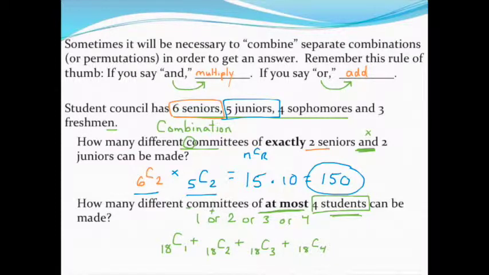Using a calculator to get these different numbers, 18C1 is 18. 18C2, you can pause the video and do this yourself if you don't want to watch me work this out or write this down. 18C3 is 816, and finally 18C4 is 3060. The different committees I can make that have at most 4 students is going to be the sum of all those individual answers, which gets me a total final answer of 4,047 different committees I can form that have at most 4 students on them.